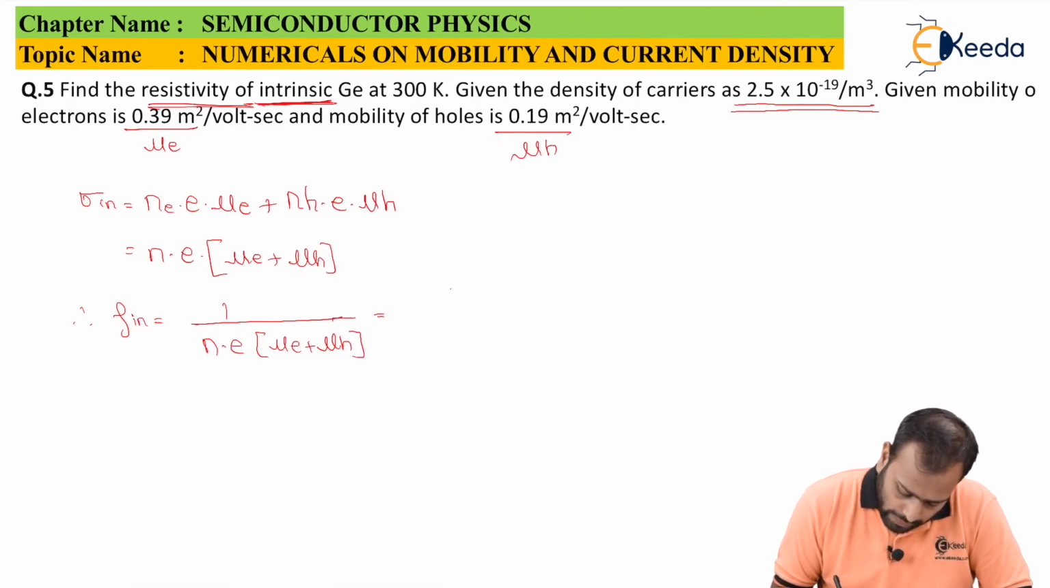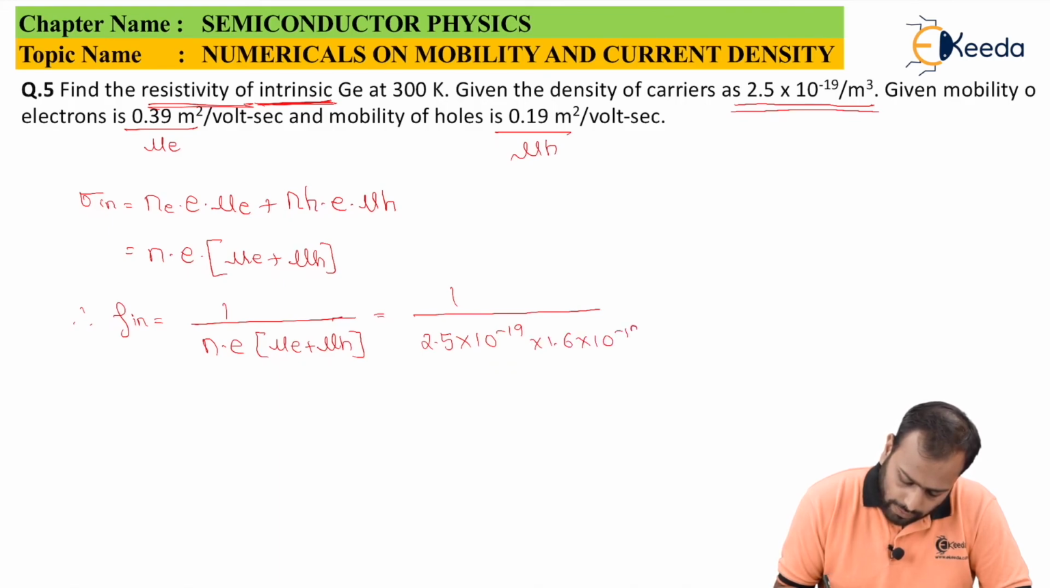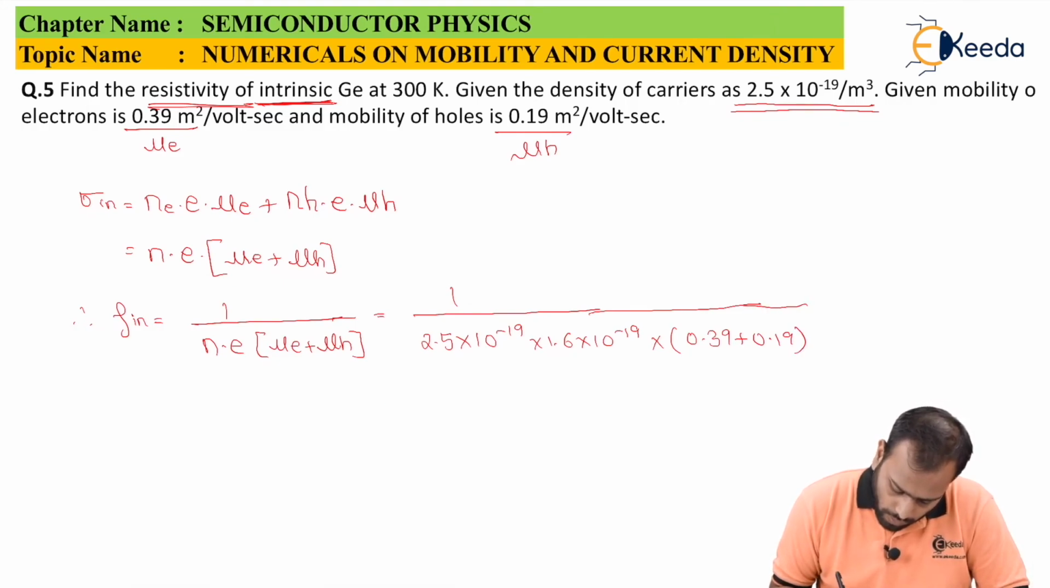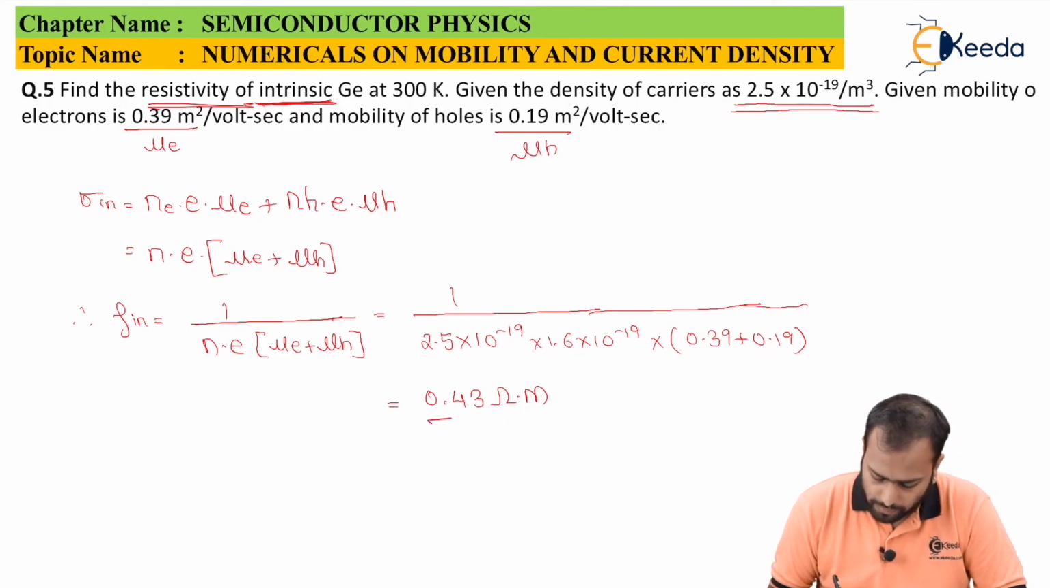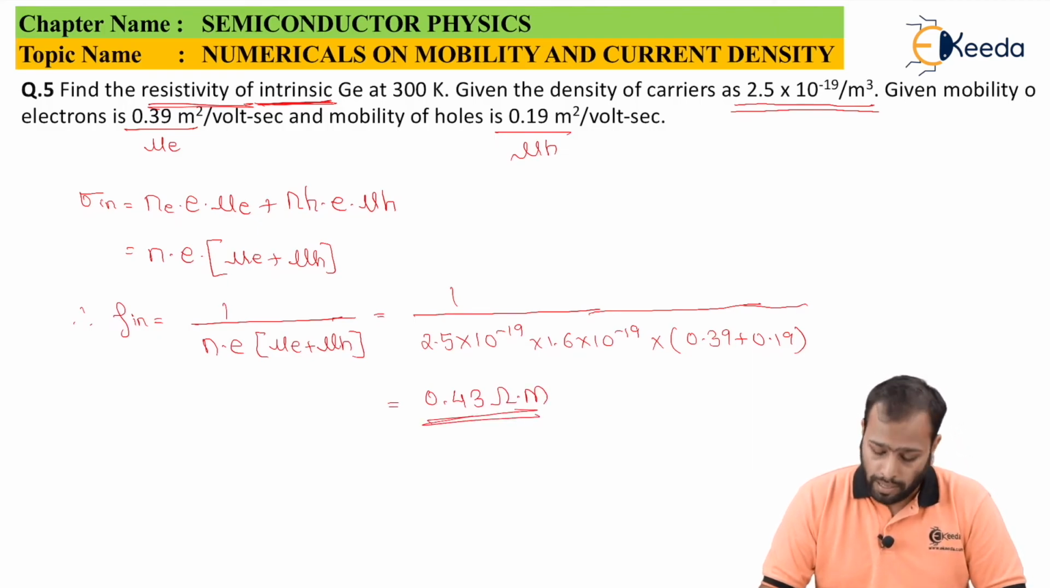On solving this, the value becomes 1 upon 2.5 into 10 to the power minus 19 into 1.6 into 10 to the power minus 19 into 0.39 plus 0.19. If you solve this further, the value would be 0.43 ohm meter. Again, a very simple question.